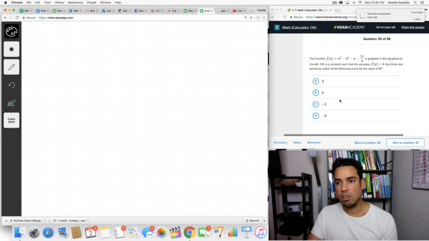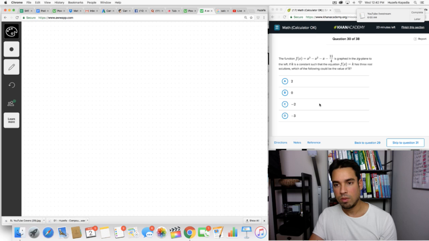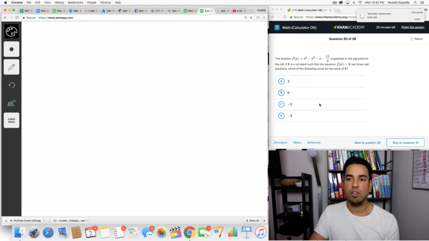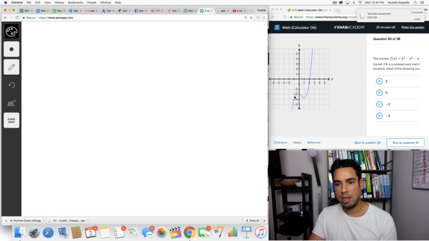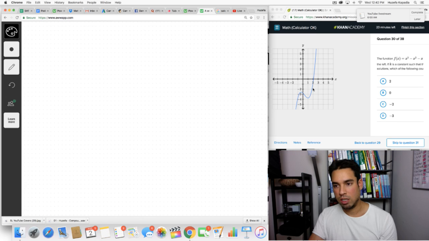The function x cubed minus x squared minus x minus whatever is graphed in the xy plane to the left. If k is a constant such that the equation f(x) equals k has 3 real solutions, which of the following could be the value of k? Oh, I see. So there's 3 ways that we can get to this k value. It's like here, here, and here. It's any point where we can see 3 different ways to get to the same value. So it looks like it's -3 is what it would have to be. -2 wouldn't work, because there's only one solution at -2. 0 wouldn't work, definitely only 1. 2, only 1. It's got to be -3.